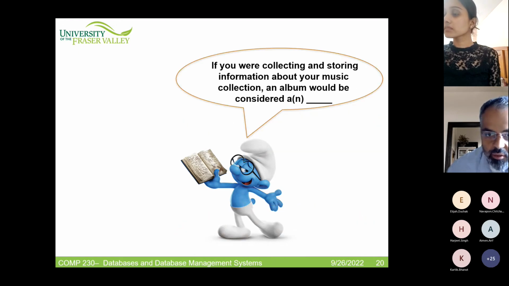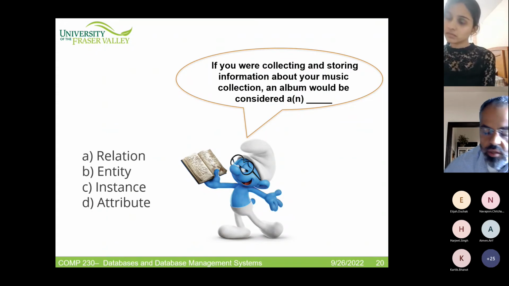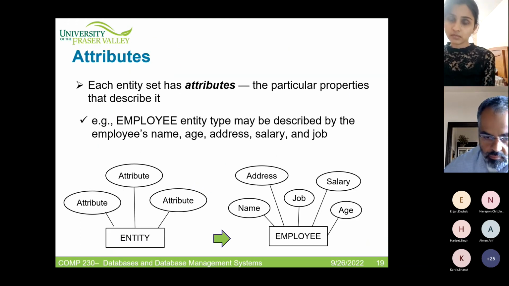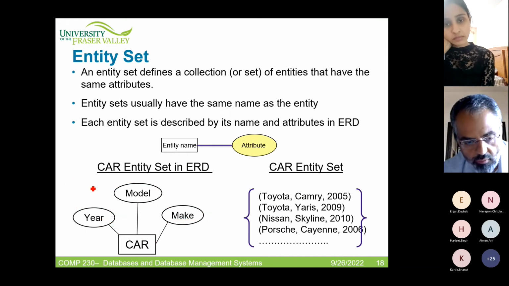So Brian is asking: if you were collecting and storing information about your music collection, and you want to build music collection software, an album can be considered a relation, entity, instance, or attribute? So based on what we have here, so far it has an entity, it has an attribute. Like here, this is the entity name, this is an attribute, and this is the entity set.